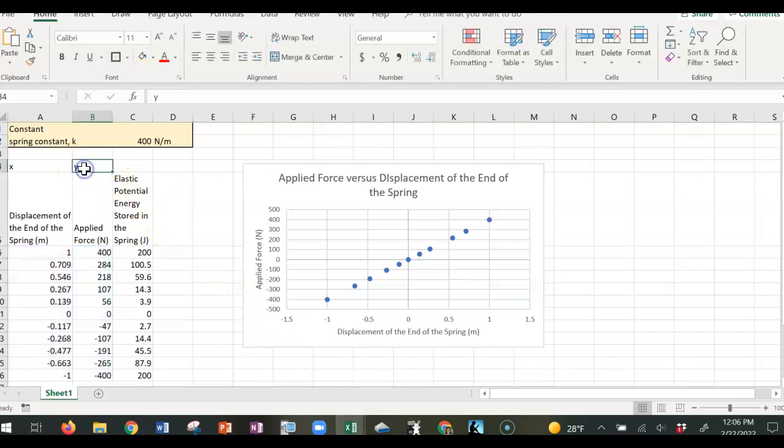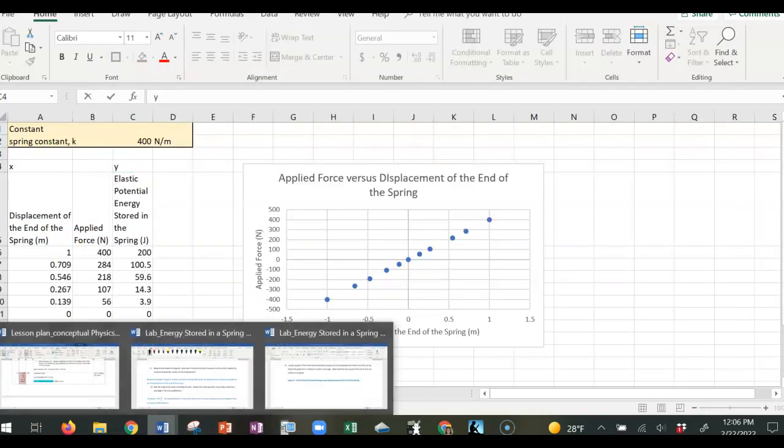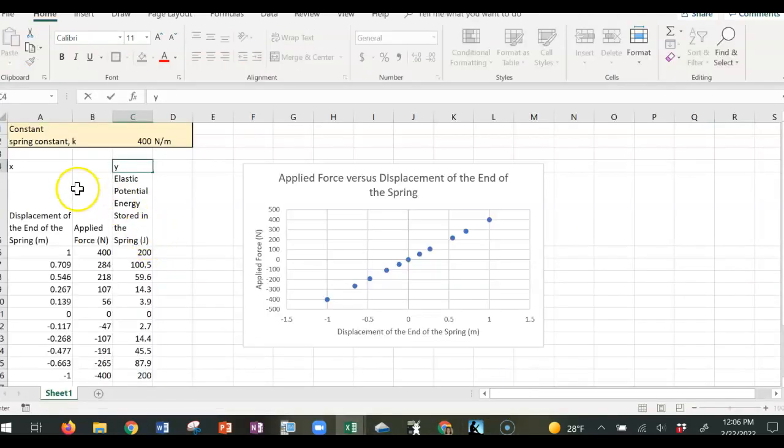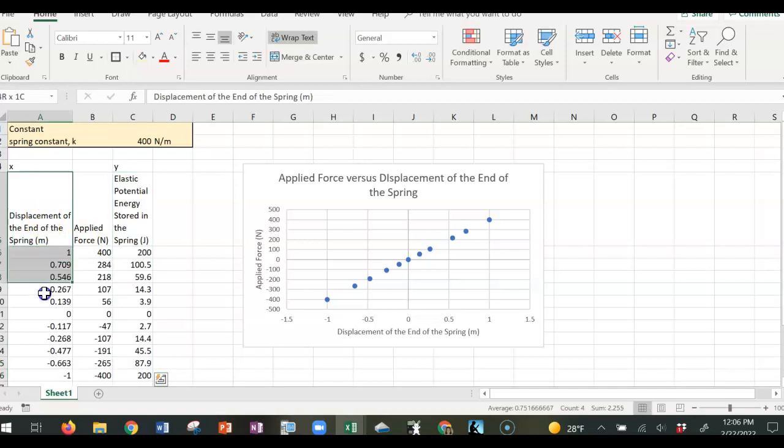Now I want the elastic potential energy in the spring to be on my y-axis, and let me go back and make sure that I know what I want. And I want the displacement of the end of the spring to be the x-axis. And so that's what I have labeled as x. Okay, so I'm going to graph this column versus this column.